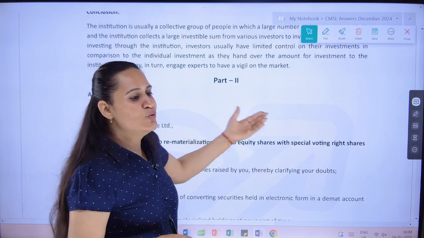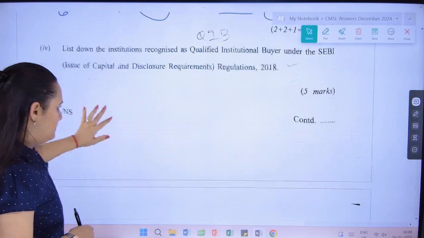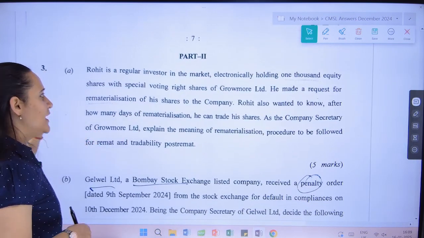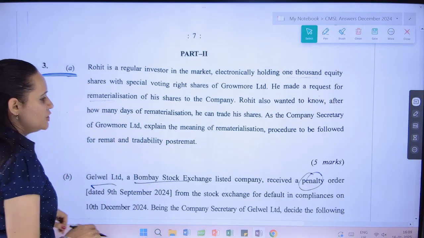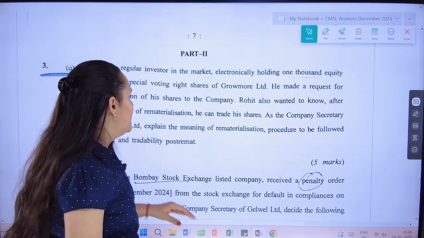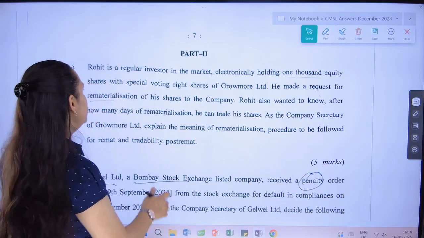Now, let us move to part 2 of the syllabus and discuss the question paper from part B, which is more specific about the regulations. Again, question 3A is a mandatory question, no option, no choice. It's a direct 1 paragraph question, so we'll have to read through it.